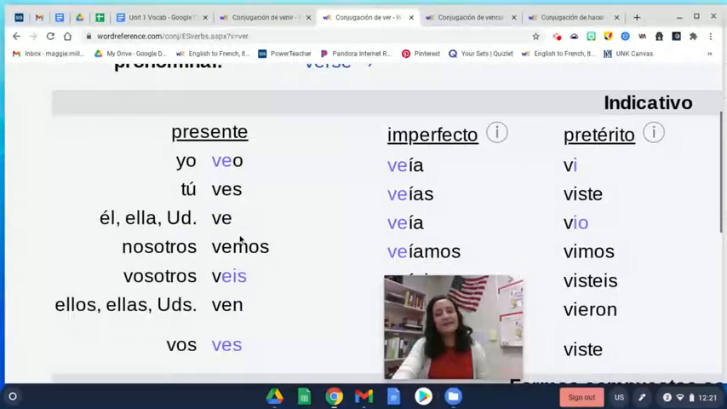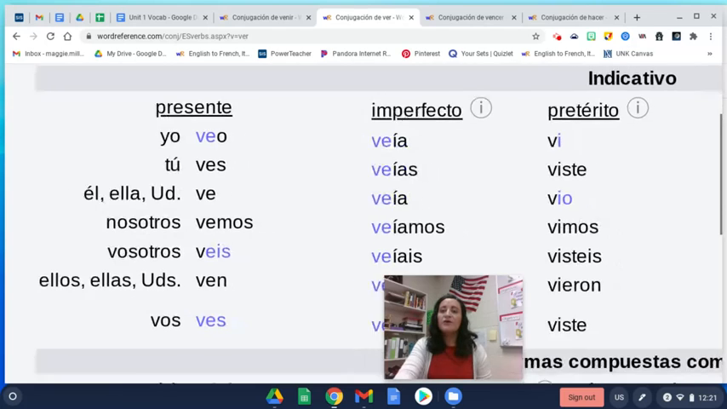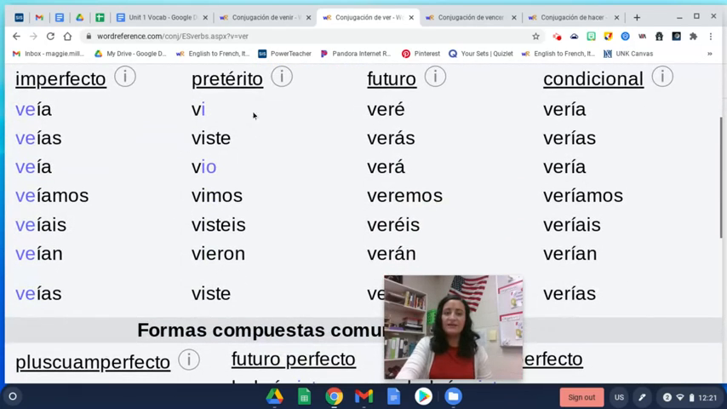Now, in the present tense, we do see an irregular yo form, which is uncommon for the present tense. So we've got veo, ves, ve, vemos, ven. Other than that yo form, it is a regular verb. In the preterite tense, it's an irregular verb, so here is that chart: vi, viste, vio, vimos, vieron. That vi is your irregular stem, but because it's an irregular preterite, we're not going to see any accents.